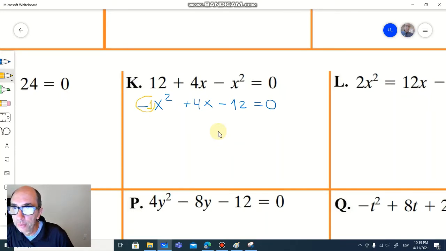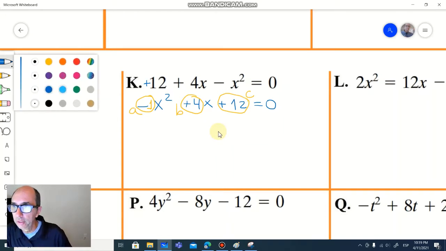A is negative 1, B is 4, and C is positive 12. This is positive, not negative, sorry. Positive 12. Here positive. Okay. Now apply the formula.